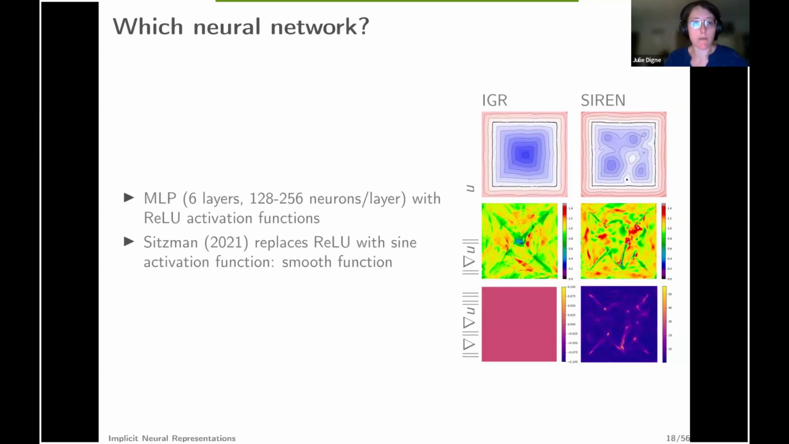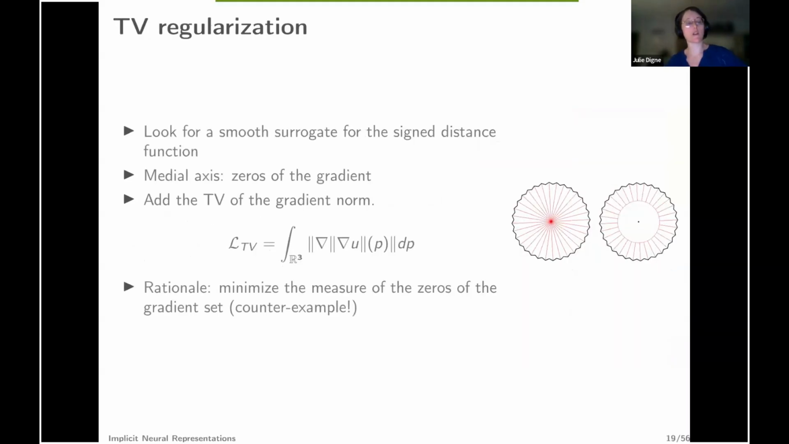In 2021, there was a SIREN paper which proposed to replace the ReLU activation functions with a sine activation function, which is, let's say, smoother, and allows non-constant gradients, and which we will choose in our setting. So now we are not looking exactly for the signed distance, but for a smooth surrogate of the signed distance function. Because now with the sine activation function, we have a neural network which is infinitely differentiable. So it's a different kind of problem than the one we set out to solve.